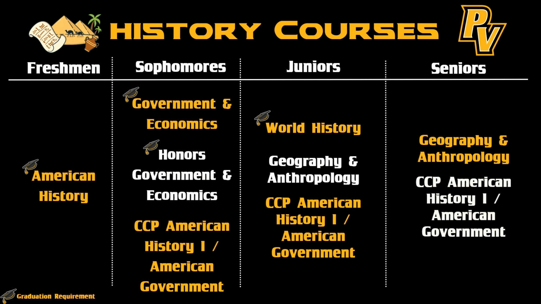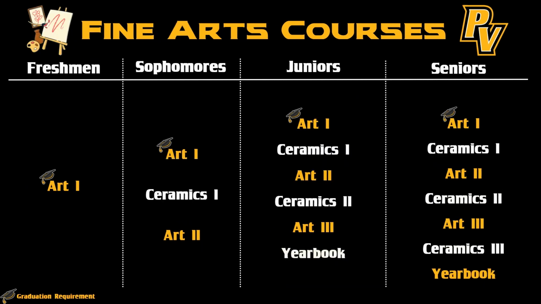So the big thing is that you have to have 3 social studies credits or history courses to graduate high school. So American history, government, and world history. And then if you would like an honors diploma, you have to have a 4th one. So make sure you plan accordingly. Fine art courses. Art 1 is what you have to take before you can take any other fine art course. After that, there's ceramic options, advanced art classes, and yearbook. Okay.